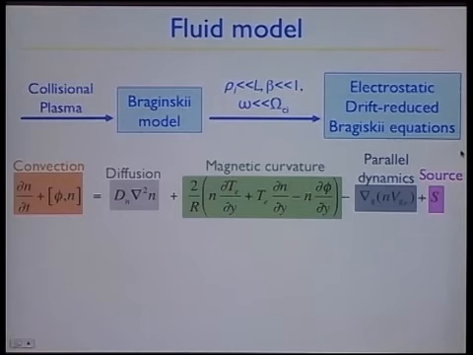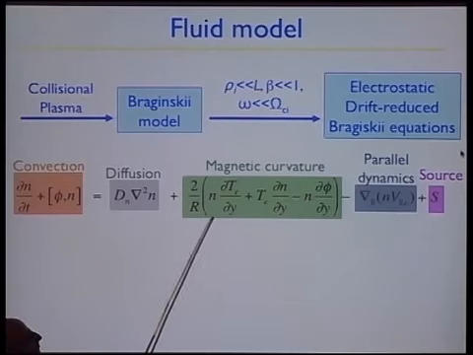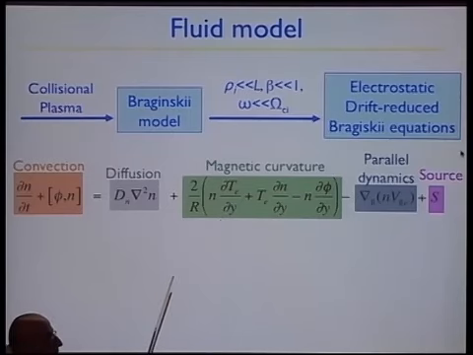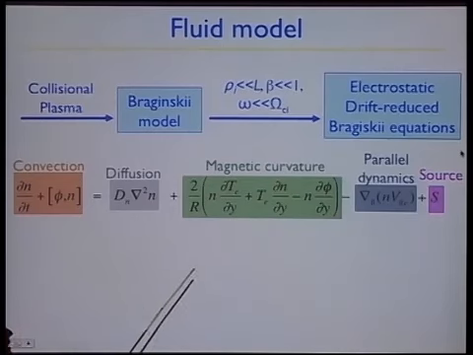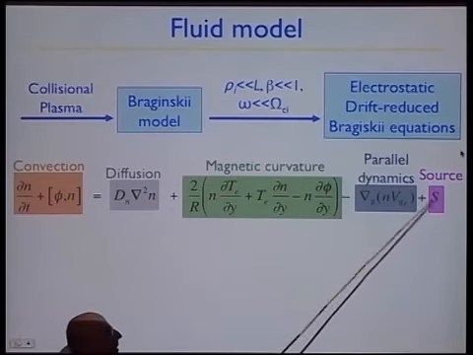Here is just the density equation, the continuity equation, which contains a term related to the convection, E cross B drift. There is a diffusive term due to some amount of collisions, a term related to the compressibility due to the curvature. There is a parallel dynamics and a source term.